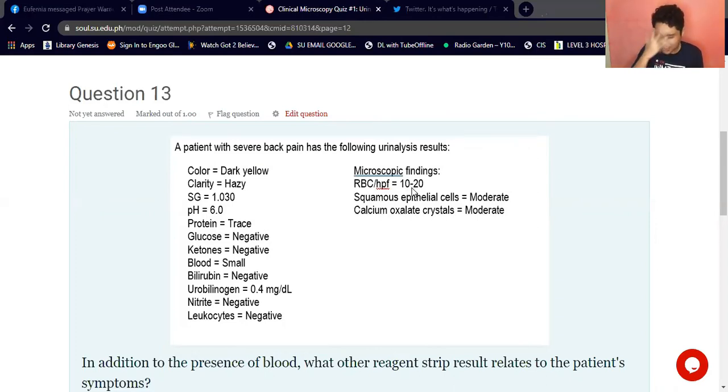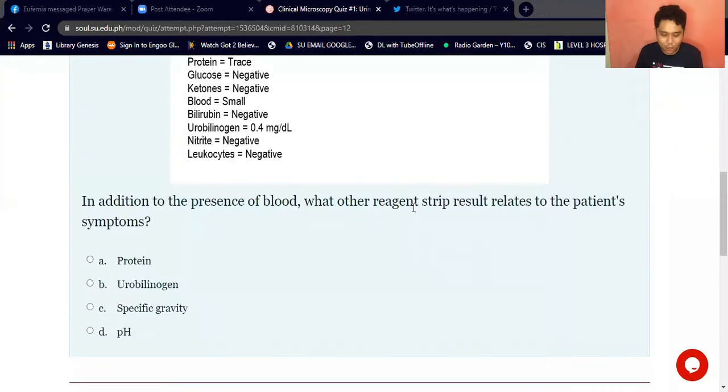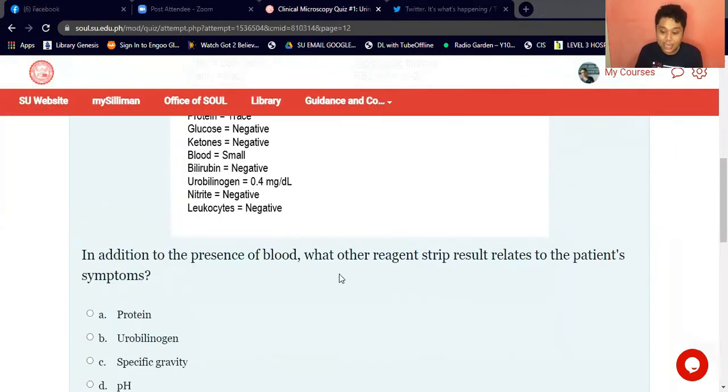Alright? Take note of that. So that's the initial findings of renal calculi. So we go into the question. In addition to the presence of blood, what other reagent strip result relates to the patient's symptoms?